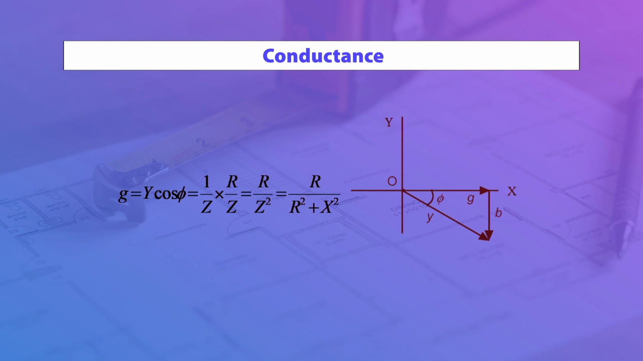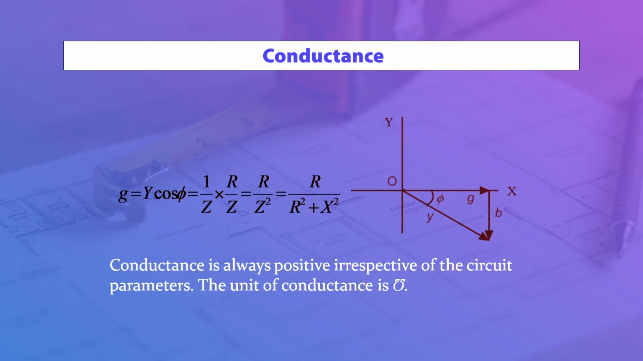And what is the value of cos phi? Cos phi can be written as R upon Z. So just put the value here. So small g, or you can say conductance, can be written as R upon Z square. And Z square can be written as R square plus X square, where R is the resistance of the circuit and X is the reactance of the circuit. This X may be the summation of the inductive reactance and capacitive reactance. So conductance is always positive irrespective of the circuit parameters, and the unit of conductance is mho.